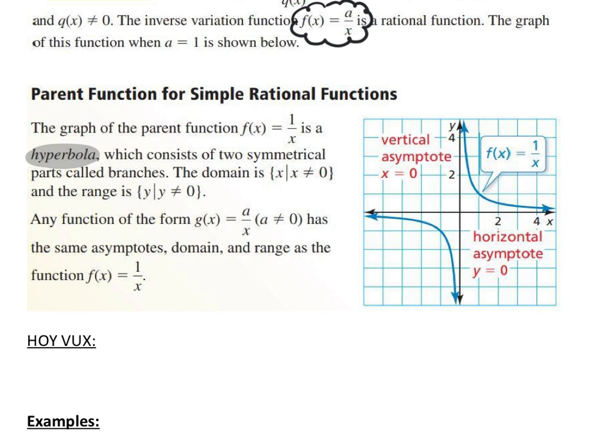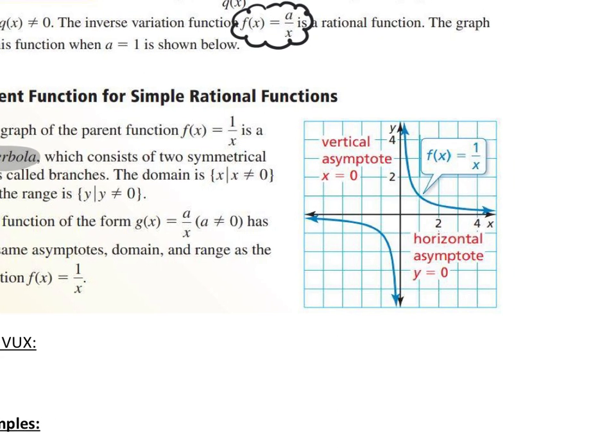And these two branches are separated by two lines that are invisible, but essentially exist on every single rational function. Right now, I want you to pick one of the color highlighters that you have. Designate that as the vertical line all day. That's going to be your vertical line. And I want you to take your highlighter and highlight what's called the vertical asymptote. Ooh, that word, vertical asymptote.